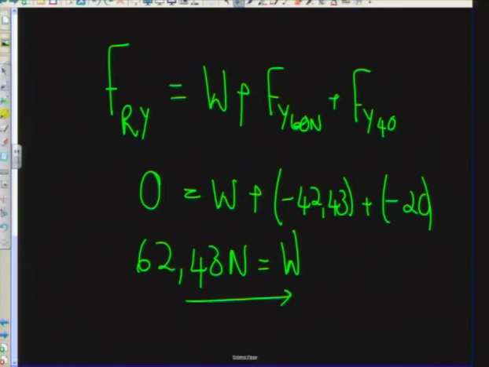Anyway, so, guys, 62,43 because they must be equal, and I have run out of time. I hope this helped. I know I went quickly.